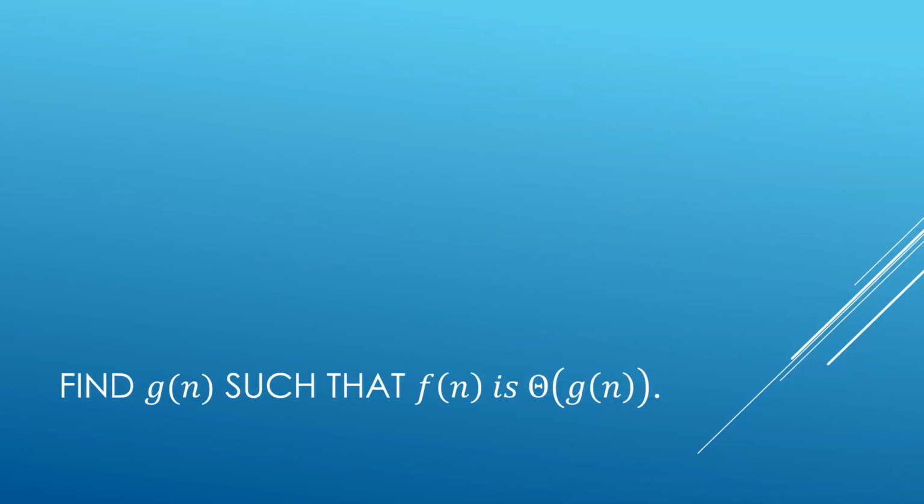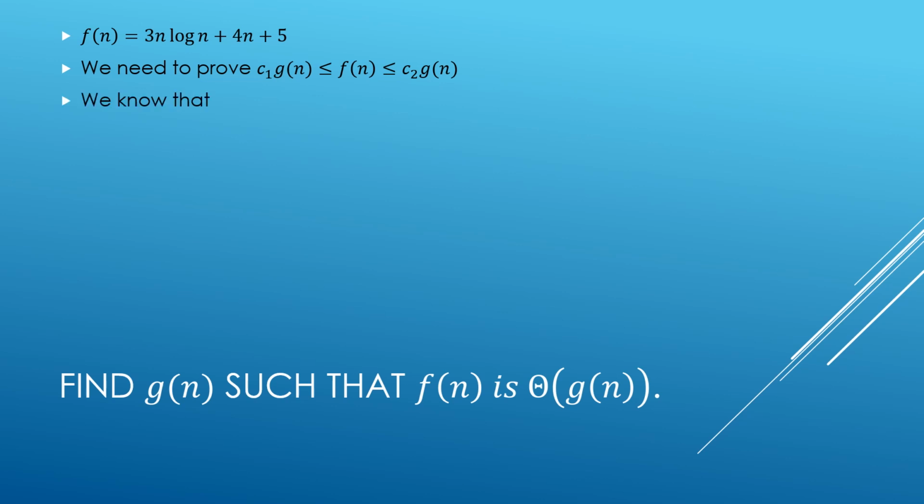Find g(n) such that f(n) is theta of g(n). f(n) is 3n log n plus 4n plus 5. We need to prove c1 g(n) is less than or equal to f(n), which is less than or equal to c2 g(n). We know that 3n log n is less than or equal to 3n log n plus 4n plus 5. How did I do that? I simply took out 4n and 5. So only the first term will obviously be less than or equal to the full function.